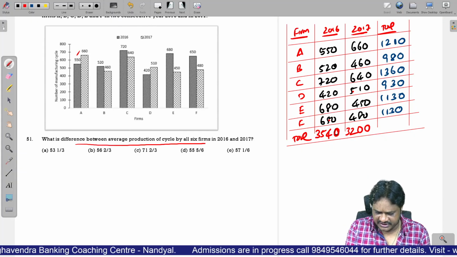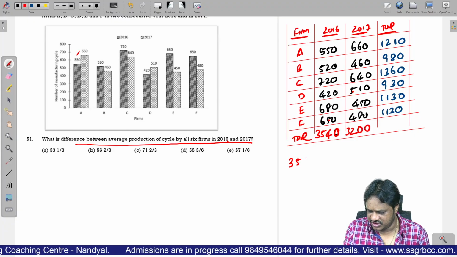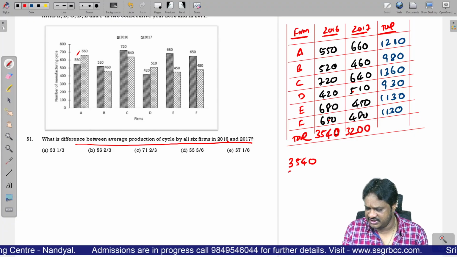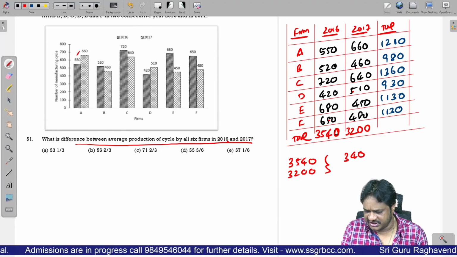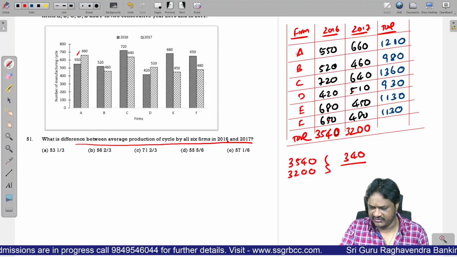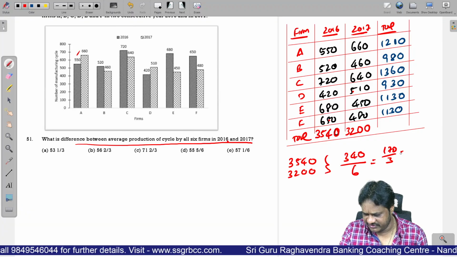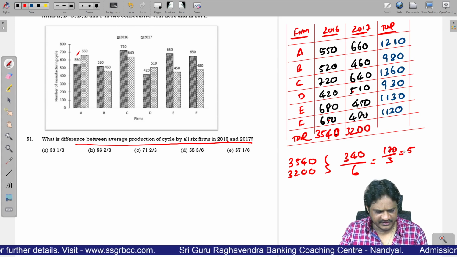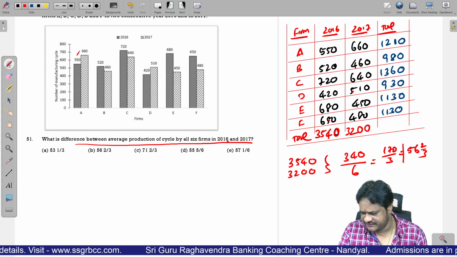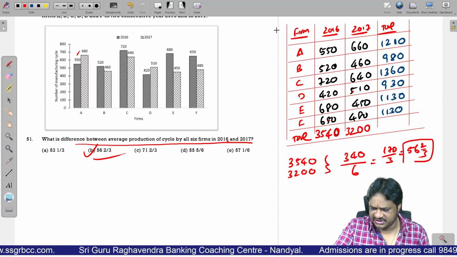What is the difference between average production of 16 and 17? 16 total you got 3540, 17 total you got 3200. The difference is 340. We want average since there are 1, 2, 3, 4, 5, 6 firms. 340 divided by 6, or 170 by 3. 3 5s are 15, then 3 6s are 18. The answer is 56 2 by 3. Let us see the next question.